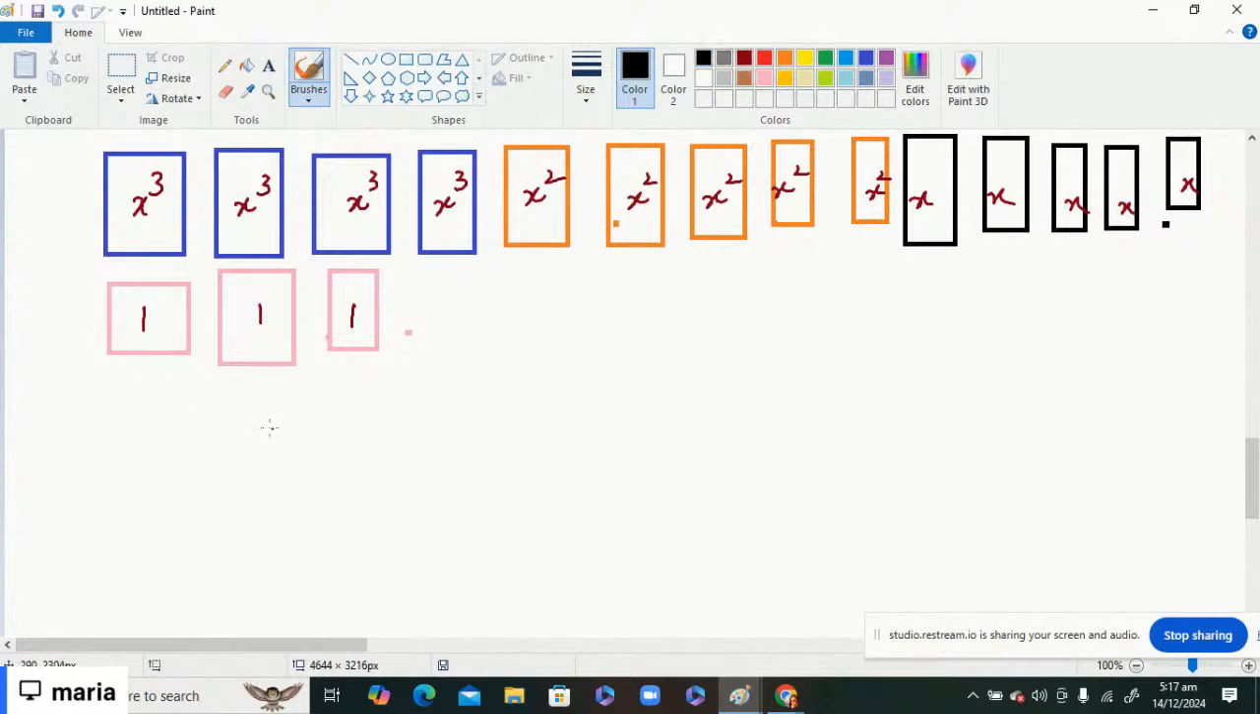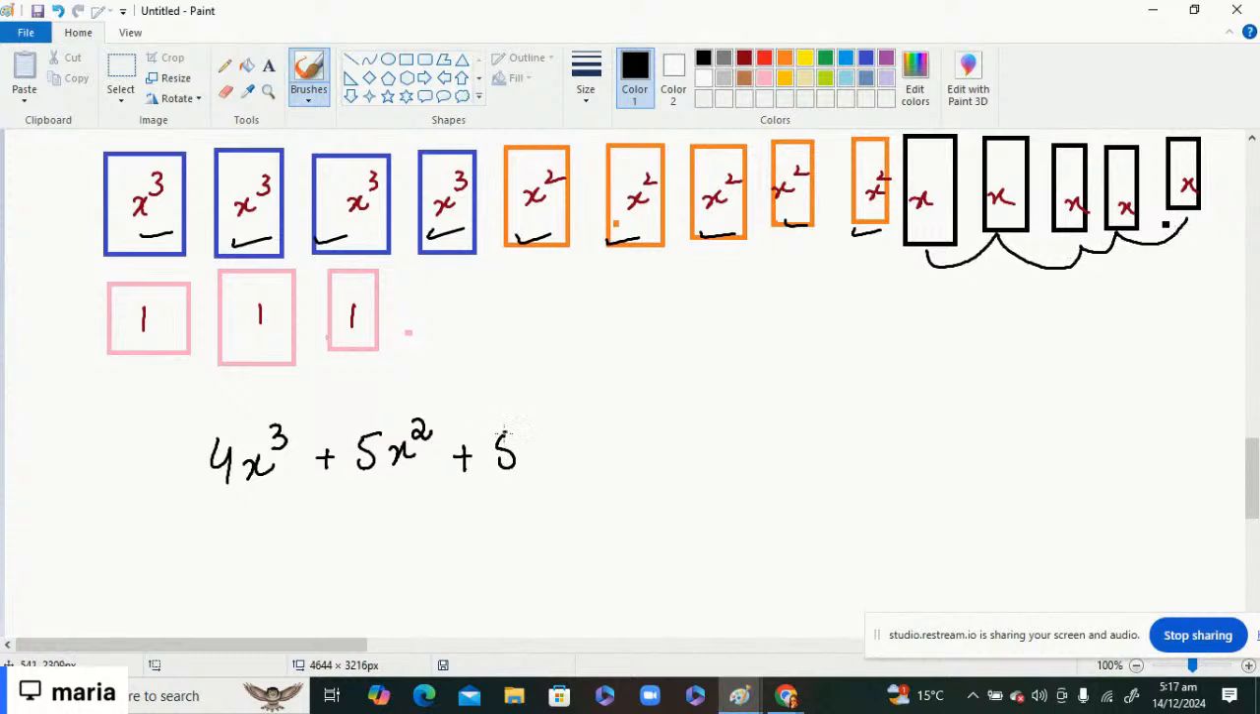How many x cube? There are 4x cube. Okay, look. 1, 2, 3, and 4. How many x squares? 1, 2, 3, 4, and 5. 5x squares. Then plus how many x? It's 1, 2, 3, 4, and 5. 5x. And how many 1s?